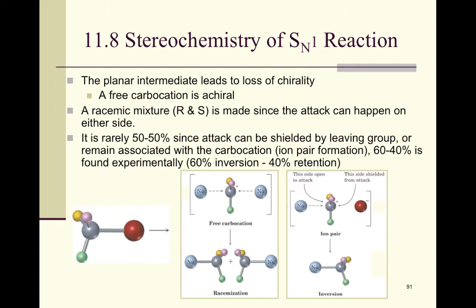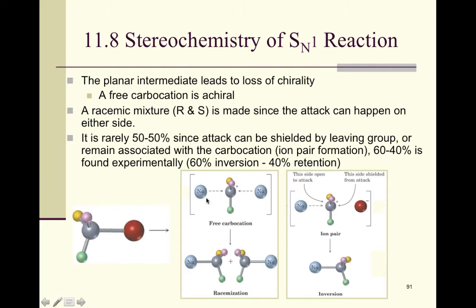And this is due to the limitation of the leaving group being in the way. So it is rarely 50-50 since attack can be shielded by the leaving group, which can remain associated with the carbocation and kind of stay in the way. So what they found experimentally is you get 60% inversion and 40% retention.